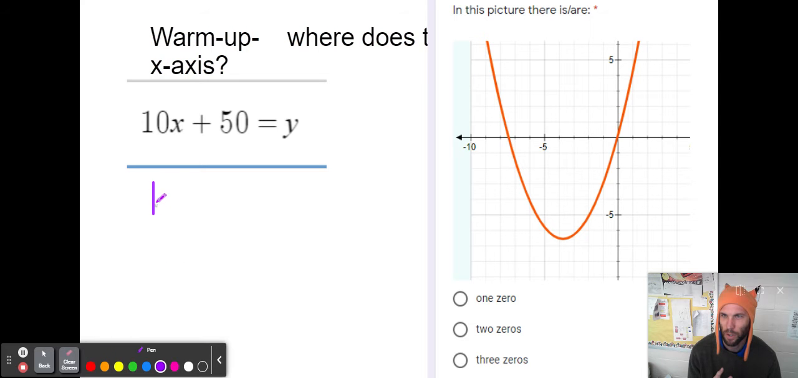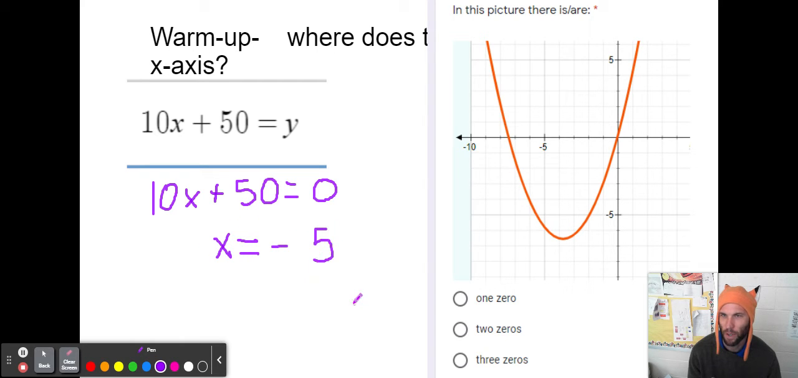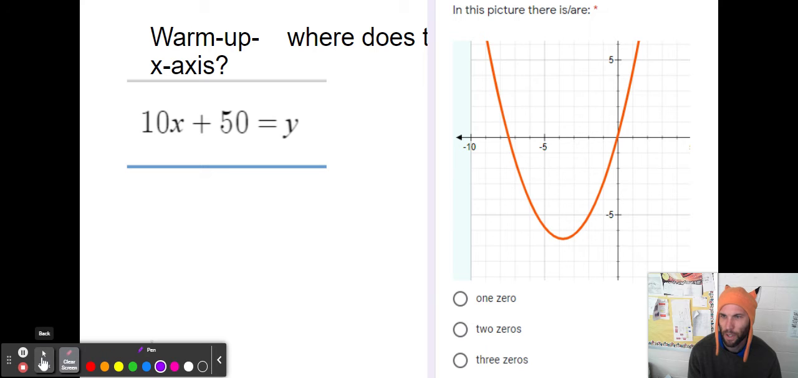So you set it to y equals 0. So 10x plus 50 equals 0. And then if you solve for x, then you will have your solution. So minus 50 both sides, divide by 5, and you'll see that x equals negative 5. Okay? And you can solve that using inverse operations.